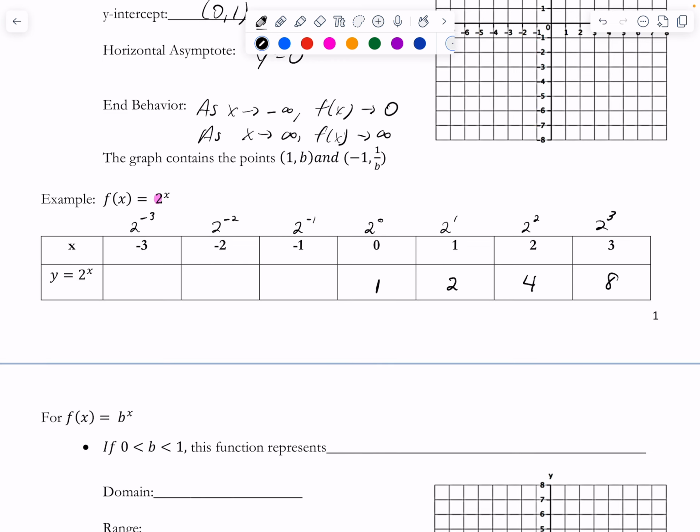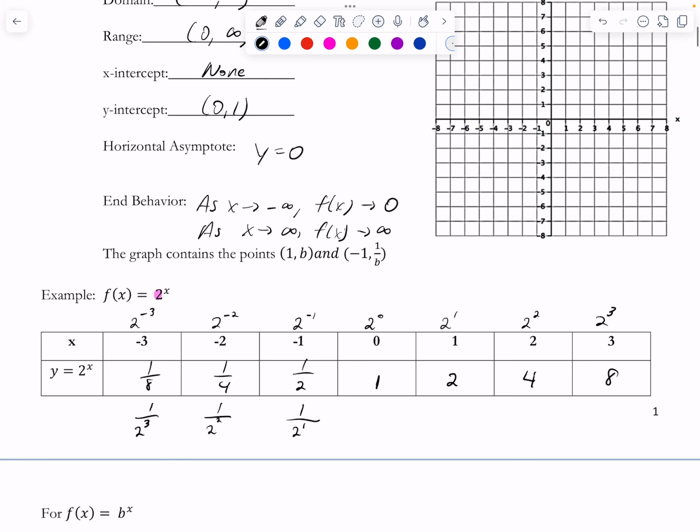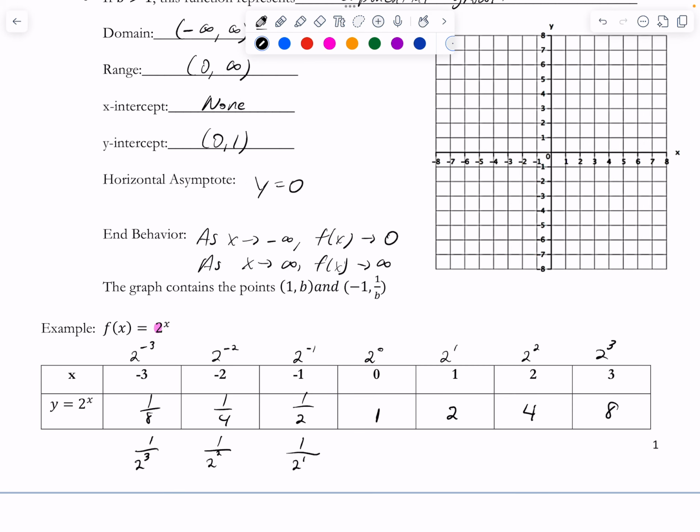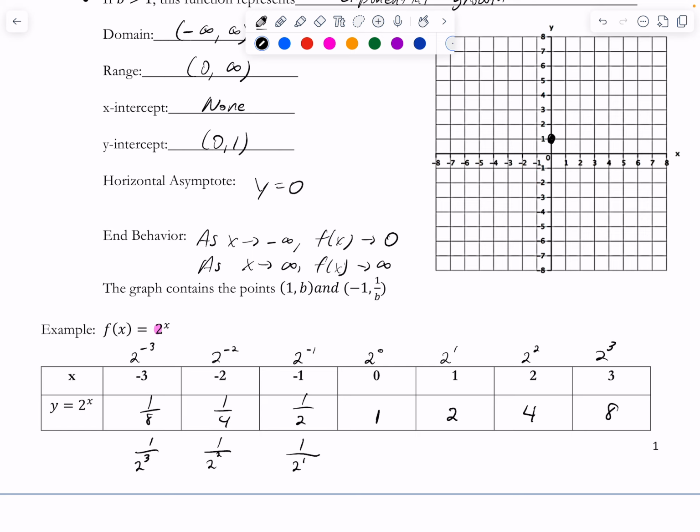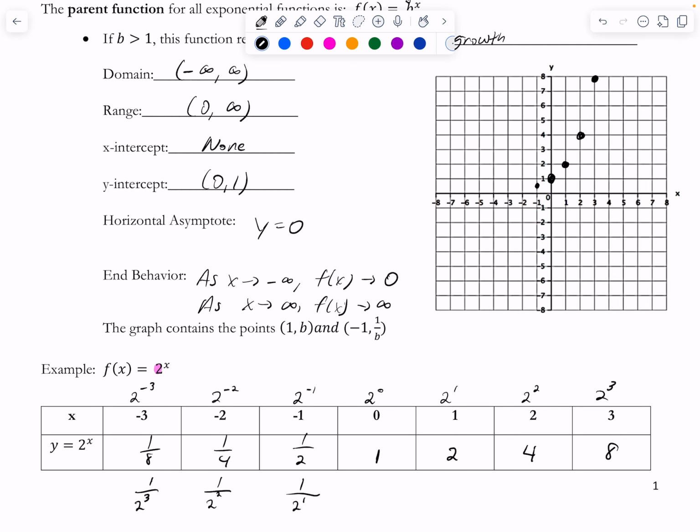These are a little bit tricky to the left of 0. The way you think of it is 1 over 2 to the first power, 1 over 2 squared, 1 over 2 cubed. So that's going to be 1/8, 1/4, and 1/2. If we graph this, we're going to have (0, 1), (1, 2), (2, 4), (3, 8). And then this one's a little bit tougher to see, but we're getting closer and closer to that horizontal asymptote, which is at y = 0.